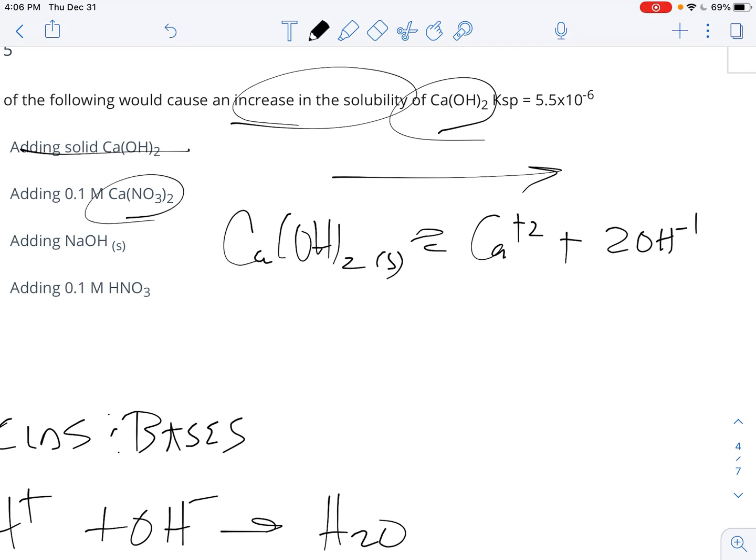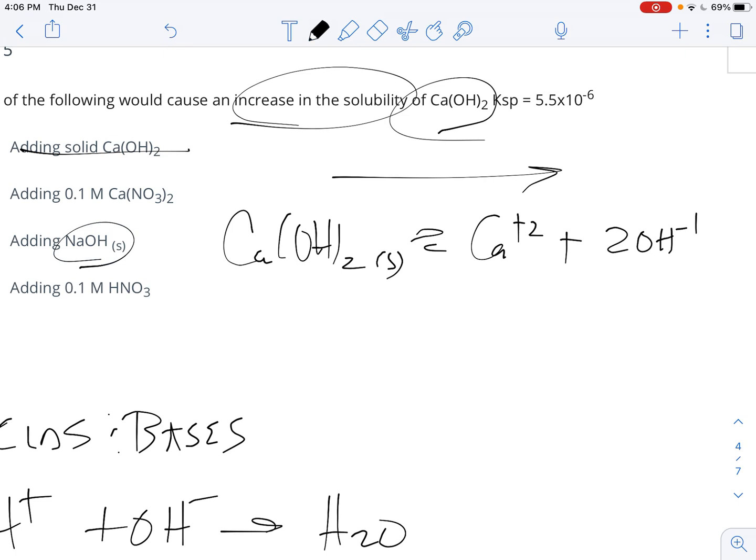Okay. What about adding in calcium nitrate? Well, adding in calcium nitrate is not going to affect this one directly or this one directly, but it will affect this one. It will make the amount of calcium go up. And if that's the case, it's going to shift it back over to the left-hand side, and that's not what we want. That's the insoluble side.